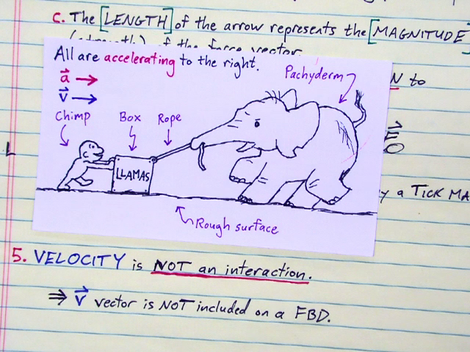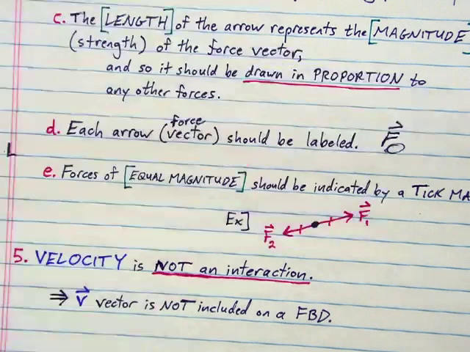But if the object is not in contact at this very moment with the thing that pushed it, then there is no interaction at this moment, and there should be no pushing force on the FBD. An FBD only represents interactions, and only interactions that are occurring at this very instant. That's the final guideline, and so I have a couple practice problems for you.